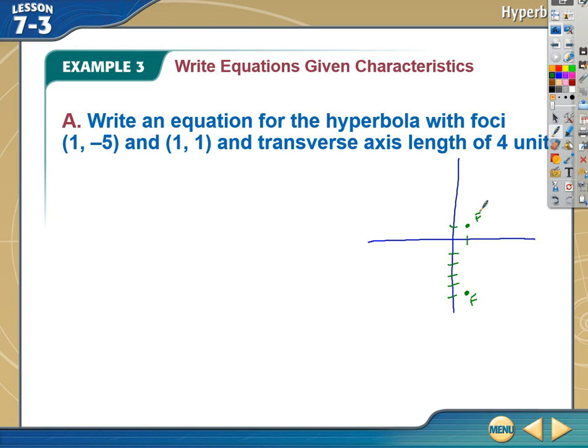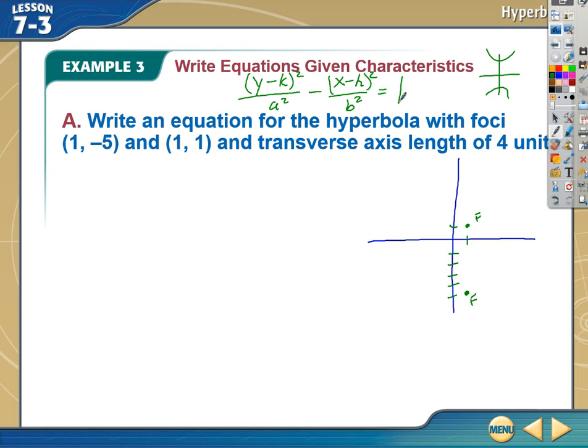So what do I know about this? Well, my foci are up and down. That means that in my brain, again, I'm thinking it's going to be y minus k squared over a squared, because y is first, so a goes with the y, minus x minus h squared over b squared is equal to 1. So that's what I'm going to go with.